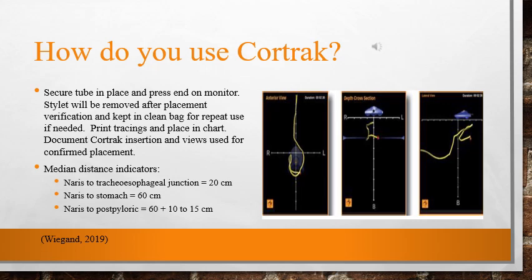And at North Florida, we're still using that double check system. We still get a KUB to verify that the tube is in the correct spot. And then you want to document that you actually inserted it and what views you use to validate placement.